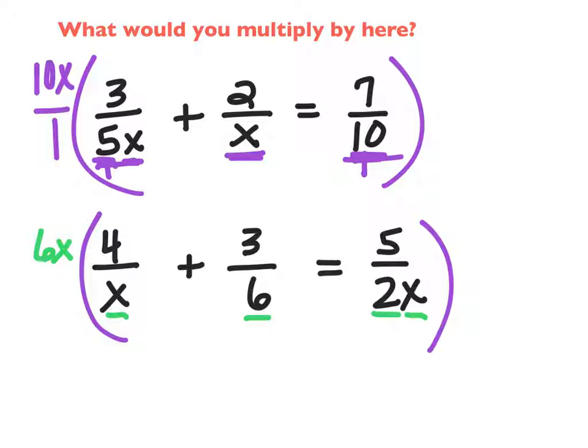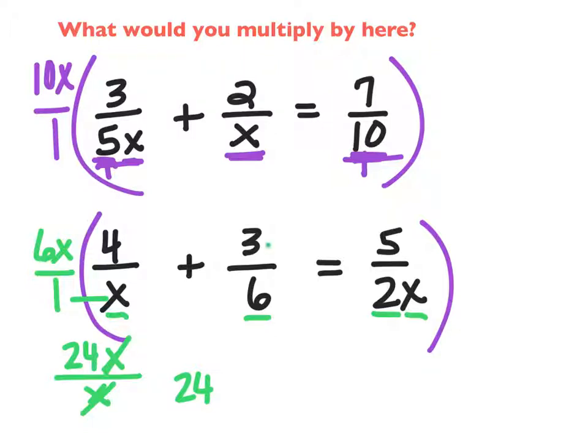Now, I'll just show you really quick what will happen on this first one. If I multiply by 6x over 1, well, 6x times 4 is 24x. And then 1 times x down here is just x. And now, the nice thing is I can divide this out. x divided by x is 1, so I'm just left with 24.